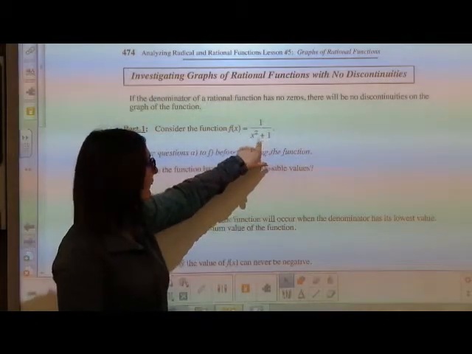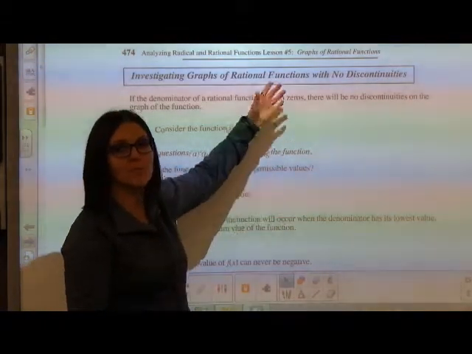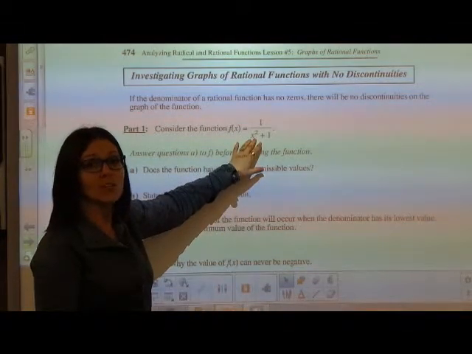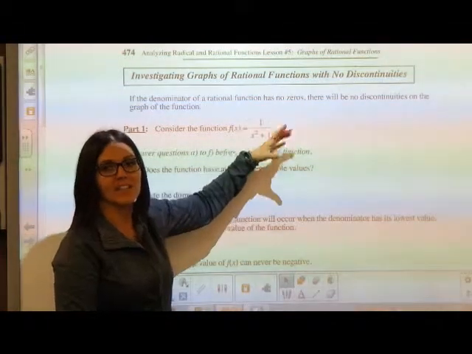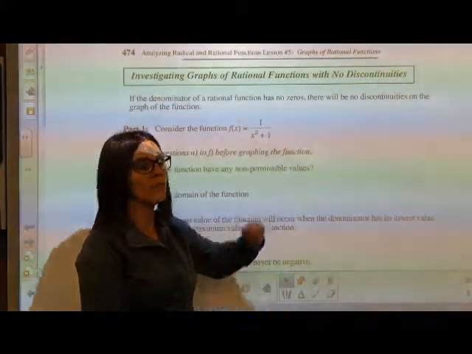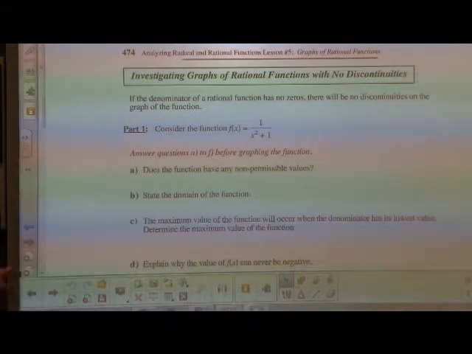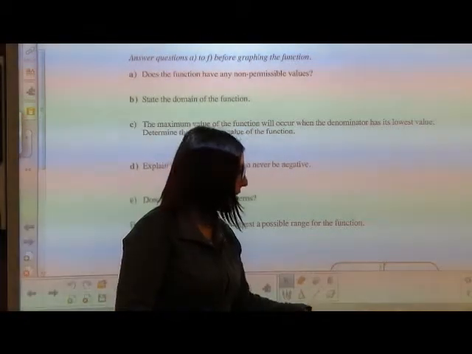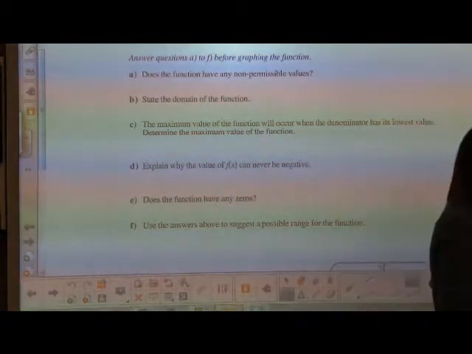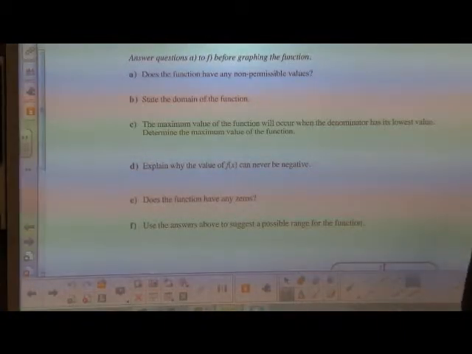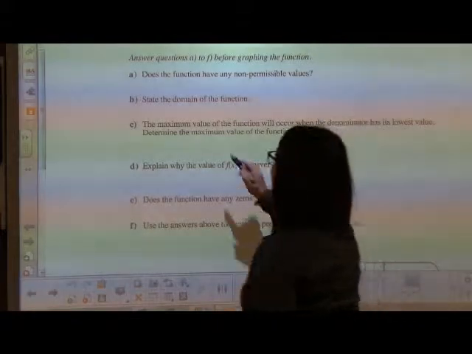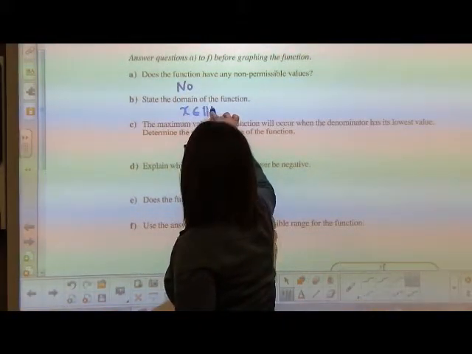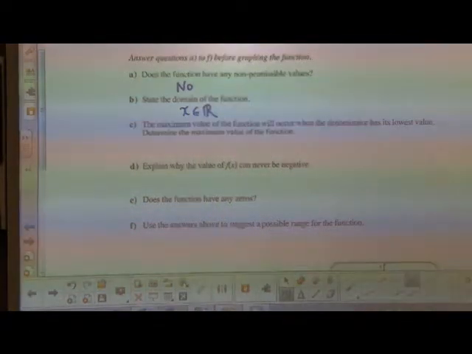That's not the only thing though. The next thing is that I'm adding 1, so I'm always making it even more positive. In this case, when x equals 0, I get 0 plus 1. I still get an allowable value for x. So if we answer these questions: does the function have any non-permissible values? The answer is no. All values are actually permissible, which means the domain of this function would be that x can be an element of the real number system.